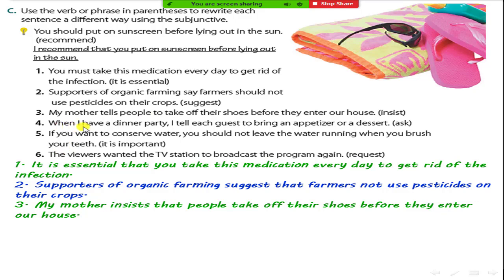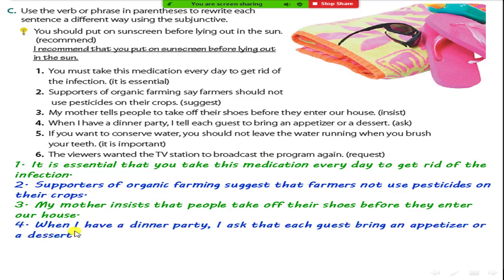Number 4. When I have a dinner party, I tell each guest to bring an appetizer or a dessert. Appetizer, okay, something you eat before the meal. Yes, Iyad? Ask. When I have a dinner party, I ask my guests to bring an appetizer or dessert. Thank you, Iyad. When I have a dinner party, I ask that each guest bring an appetizer or a dessert.